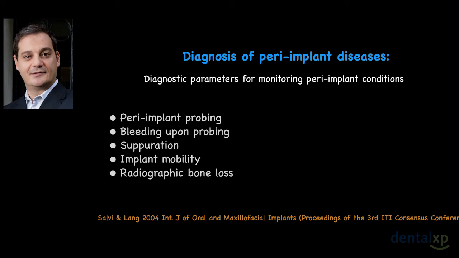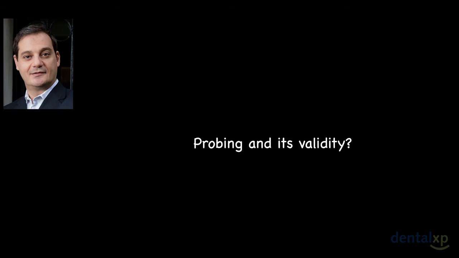peri-implantitis? And if we look at the ITI consensus, you can see that they've put these as diagnostic parameters: peri-implant probing, bleeding upon probing, suppuration, implant mobility, radiographic bone loss. So, is peri-implant probing correct? Is bleeding upon probing correct? Because we as dentists love to probe around natural teeth. That's what we've been trained to do. We love numbers. But is it correct around an implant? These are very important points to be asked. So what is the validity of probing?